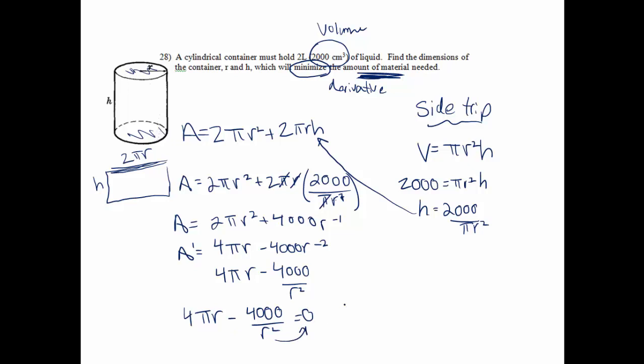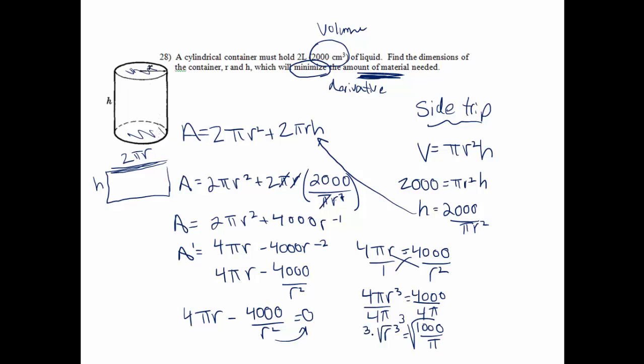I'm going to add this to both sides, so I'll have 4 pi r equals 4,000 over r squared. Now I can cross multiply, so that 4 pi r cubed equals 4,000. I'm going to divide both sides by 4 pi. That will give me r cubed equals 1,000 over pi, and then to get r, I'm going to cube root both sides. So if I cube root 1,000 over pi, I get, to 3 places, that the radius is equal to 6.828 centimeters. And it asked me to find the dimensions, so I found r.